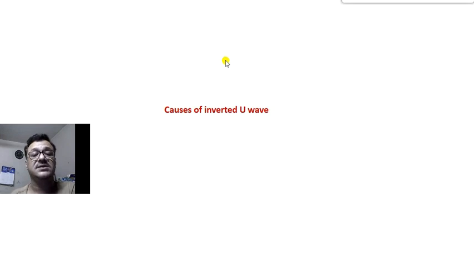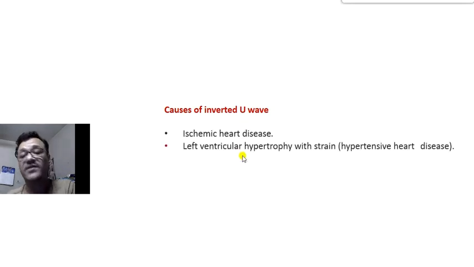What are the causes? Causes of inverted U wave: ischemic heart disease, left ventricular hypertrophy with strain pattern, particularly hypertensive heart disease.